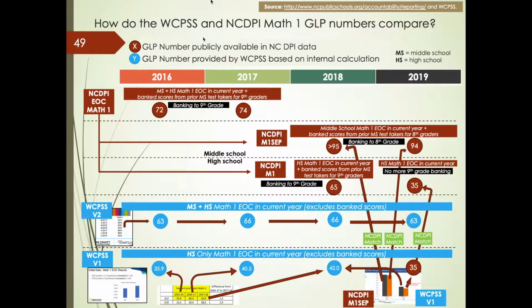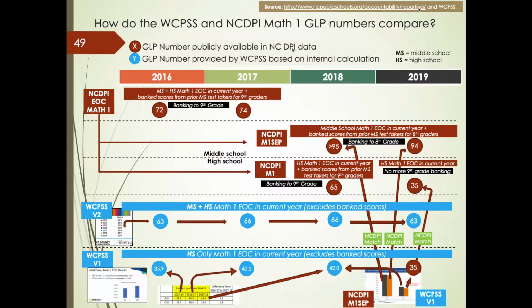So don't panic when you see this chart. I know it looks very confusing, but I hope to dispel your confusion here very soon. So here's what I'm trying to explain on this chart. I'm trying to show how the Wake County metrics, which are internally calculated, and the North Carolina DPI metrics related to Math 1 that, again, come from the state, how do they compare, and where do they overlap?